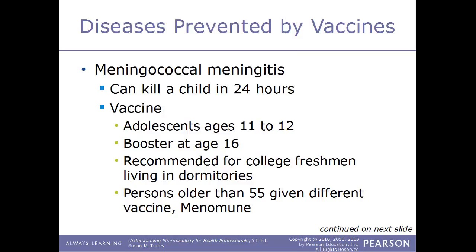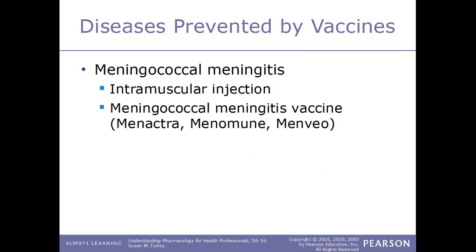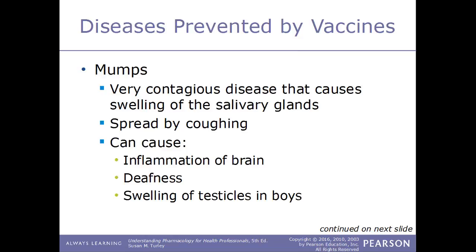It's also recommended for college freshmen who are living in dormitories on campus. Persons who are older than 55 are given a different type of vaccine for this condition, called Menomune. This vaccine is an intramuscular injection, and some trade names it is sold under are Menactra, Menomune, and Menveo.